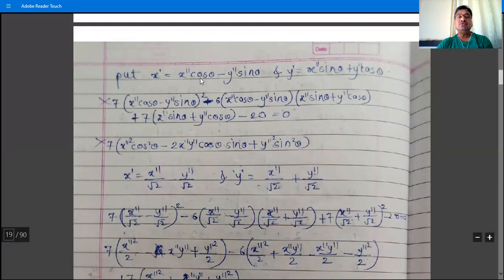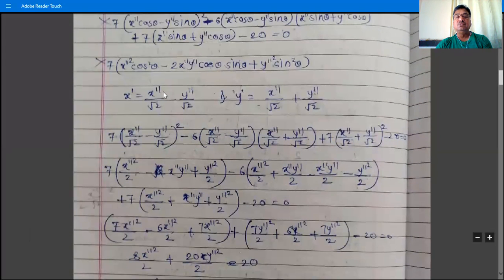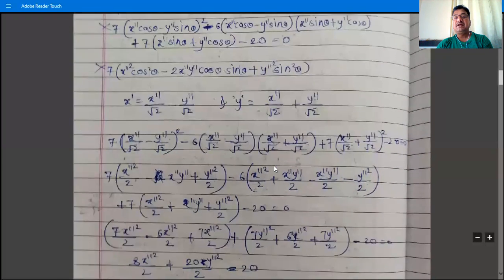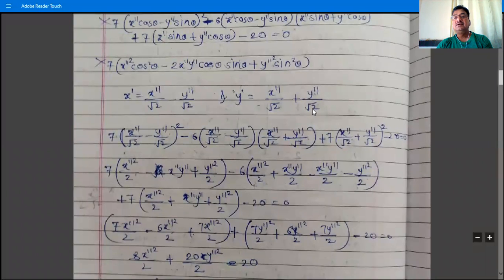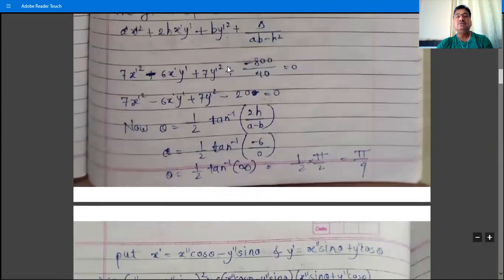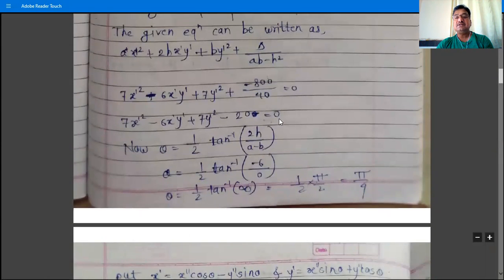So x dash is equal to cos pi by 4 sin pi by 4. Directly substitute theta as pi by 4, and substitute the values of cos pi by 4 and sin pi by 4 as 1 by root 2. We have x dash as x double dash by root 2 minus y double dash by root 2, and y dash as x double dash by root 2 plus y double dash by root 2. And then this is equation number 2.